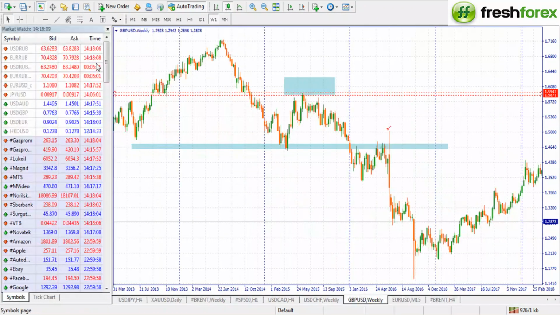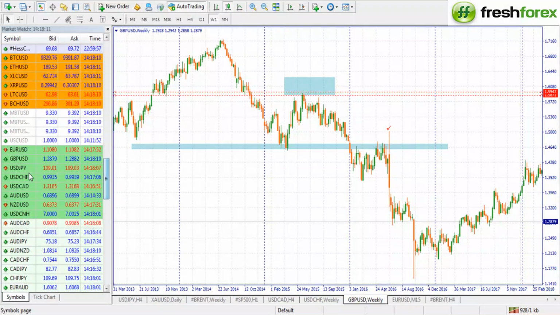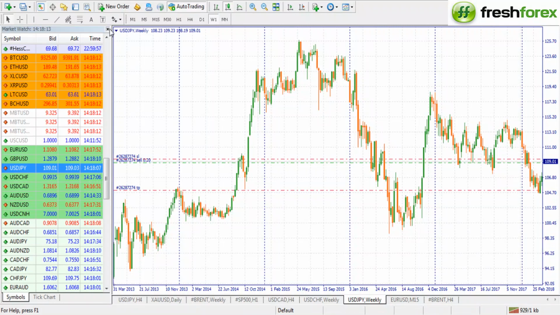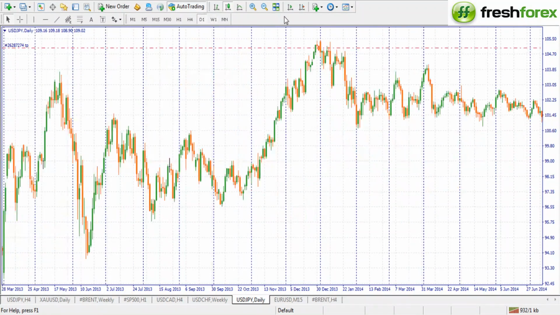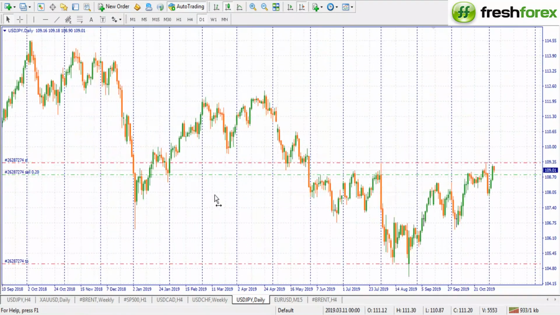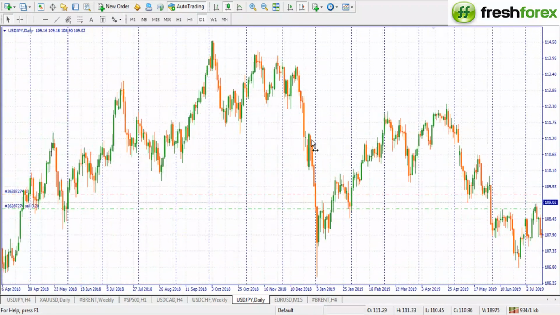Let's look for another example. It's the JPY. So this is the trade we had previously. I'm still not going to delete it. I'll hold on. We'll hold it. Just look at this.